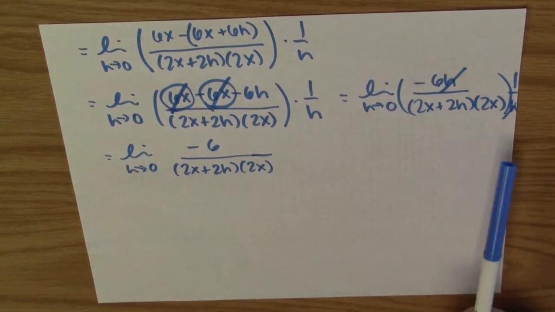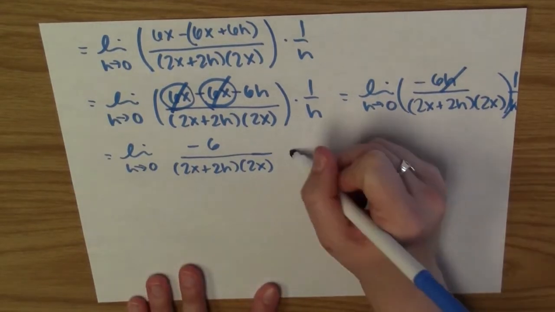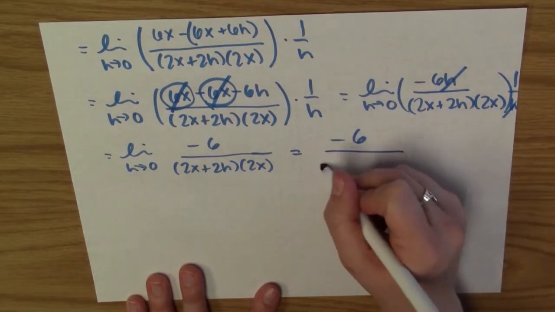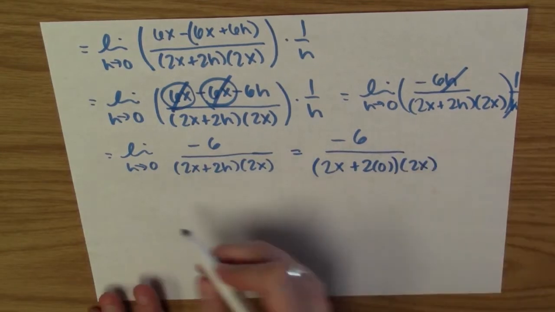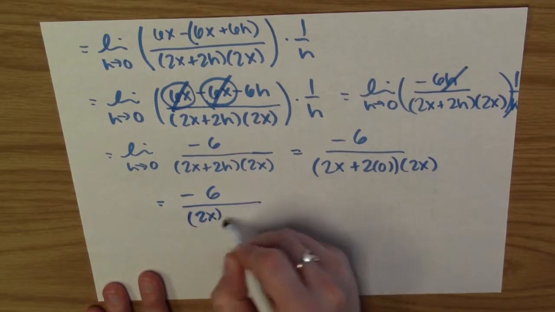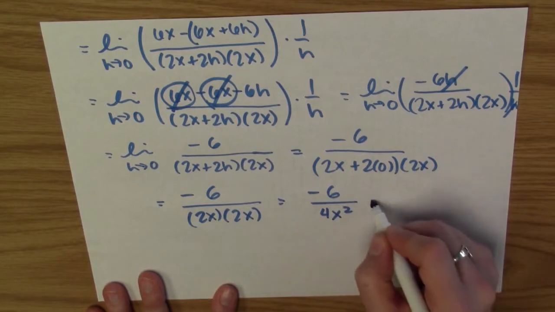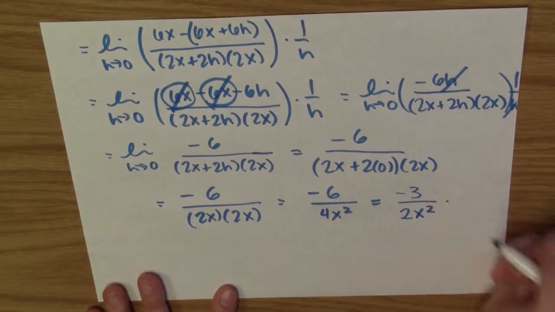Now, since the h in the denominator has been canceled, I don't have any problems anymore with plugging in h equals 0. That will not make the denominator 0. So now that I have eliminated that problem, I can go ahead and plug in h equals 0. So I get negative 6 over 2x plus 2 times 0 times 2x. So simplifying, this is negative 6 over 2x times 2x, or negative 6 over 4x squared, or simplifying a little bit further, negative 3 over 2x squared.